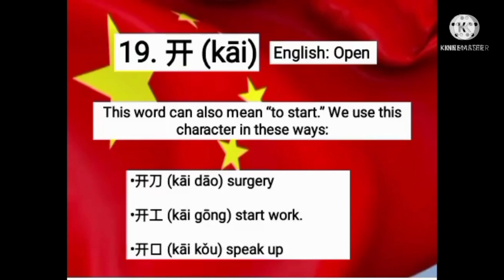19 is Kai. In English, open. This word can also mean to start. We use this character in these ways. Kai Dao means surgery. Kai Gong means start work. Kai Kou means speak up.